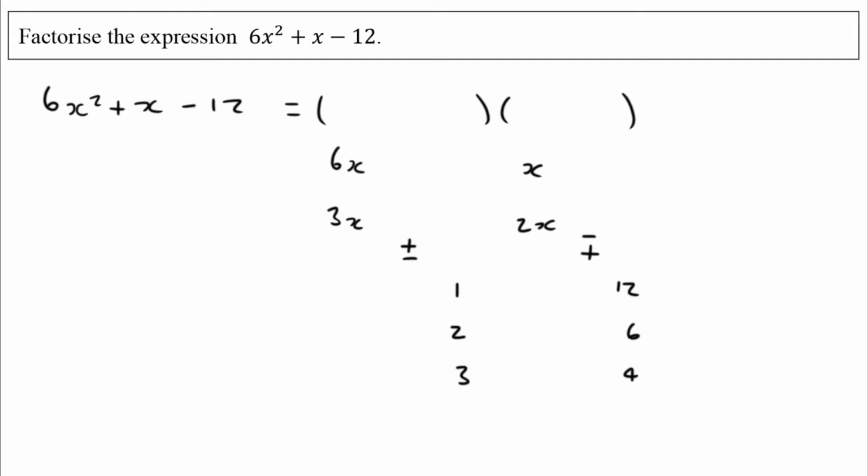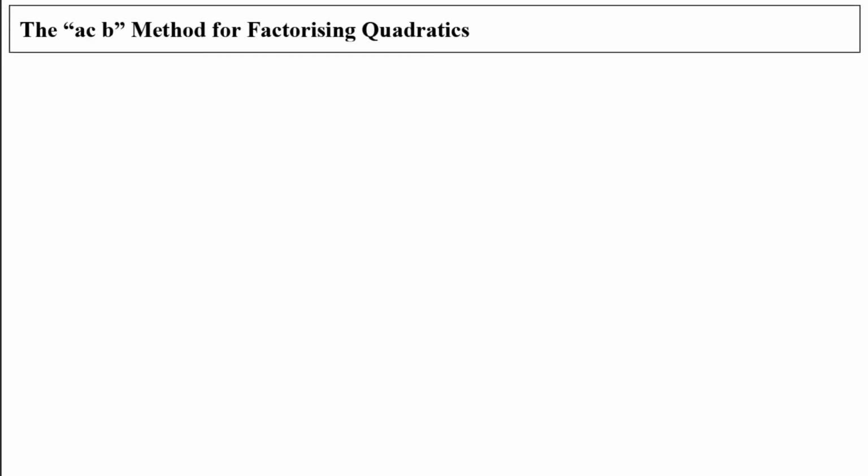Now there is a formal method for factorising quadratic expressions. When we don't need it, factorising by sight is much quicker. But let's see how we can use that formal method to factorise an expression like this. Now this method may well have a nice formal name of which I'm unaware. I just call it the ac b method for factorising quadratics.